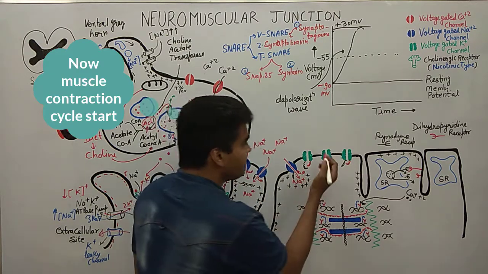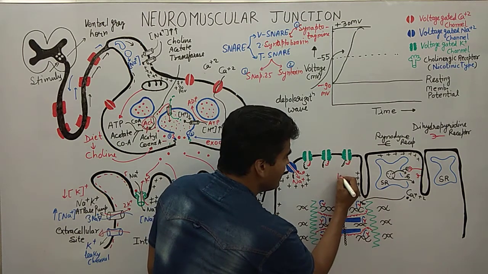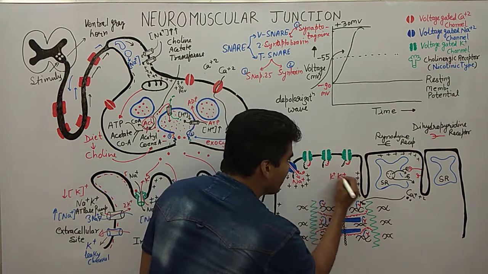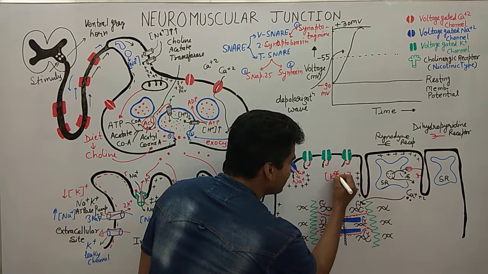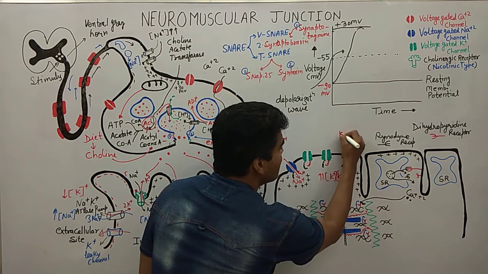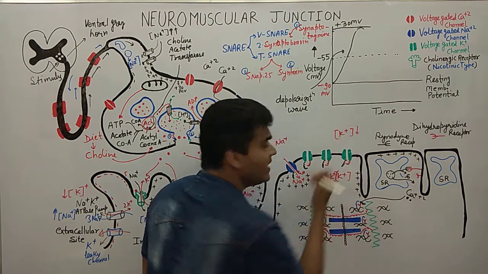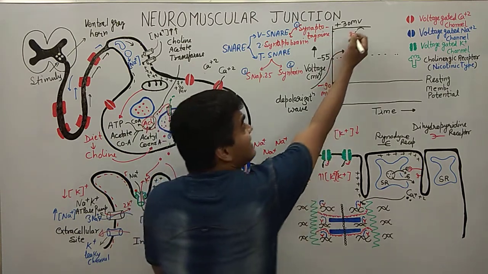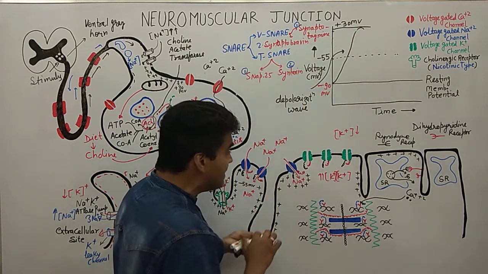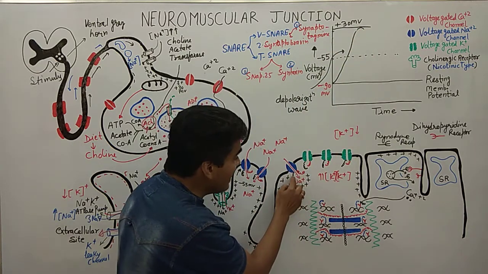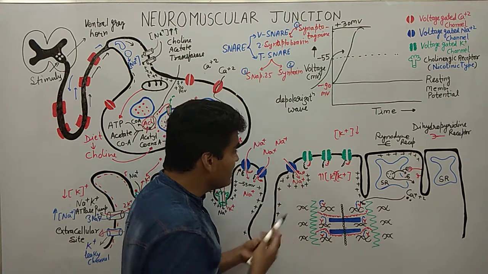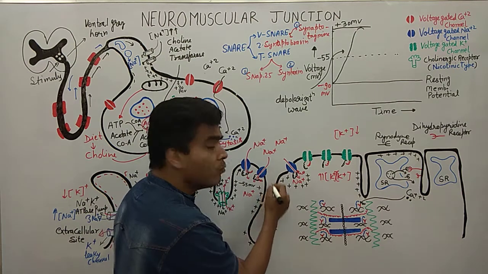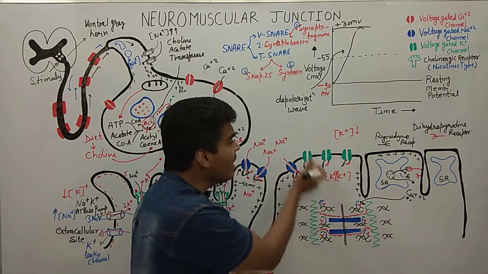At the same time, here we have a potassium ion. Clear? So now potassium is more in this direction, and potassium is less in this direction. So what happened? Now this sodium, when it reaches 30 millivolts, the inactivated gate is closed now. So the movement of sodium, the sodium's movement into the cell, will stop.